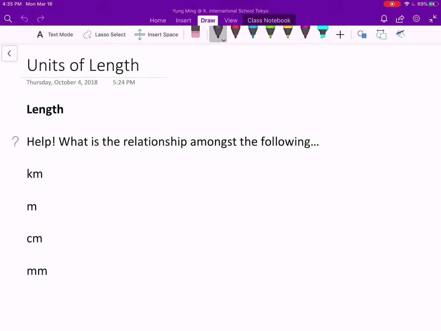Okay, so from today we're going to focus a lot more on the geometry side of things. For example, today we're going to talk about units of length. Now help me and help yourself find out the relationship amongst the following units. Pause the video, give it a try. When you're ready, let's go over it together.